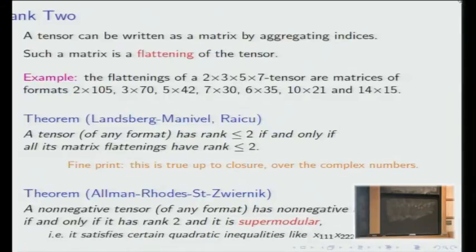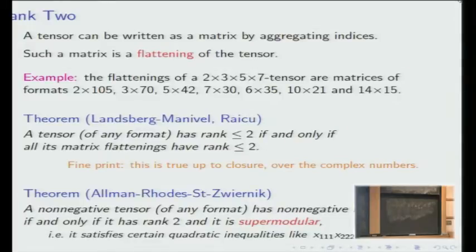But sometimes it's exact. So here's a theorem proved set theoretically by Landsberg and Manivel, and Raicu showed that the ideal is correct. So a tensor of any format, so of any dimension and any format whatsoever, has rank at most 2 if and only if all its matrix flattenings have rank at most 2. So the only if direction is easy, so the content of the statement is the if direction. So if somebody hands you a large high-dimensional tensor, then that tensor has rank at most 2 if and only if all the various matrices that you can get by writing it as a flattened tensor as a matrix have rank at most 2.